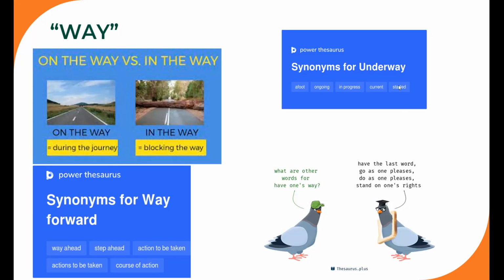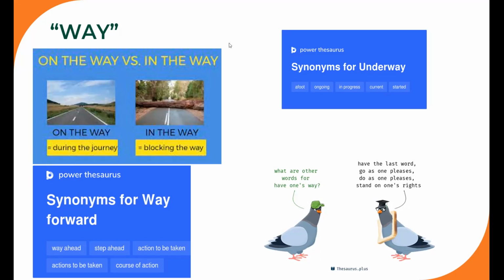We also have the word underway. So this means in progress or something current, okay? Something is underway, something is in progress, something is happening, okay? It's underway. We have the way forward. So what is the way forward? Remember, we already studied this, the way forward.